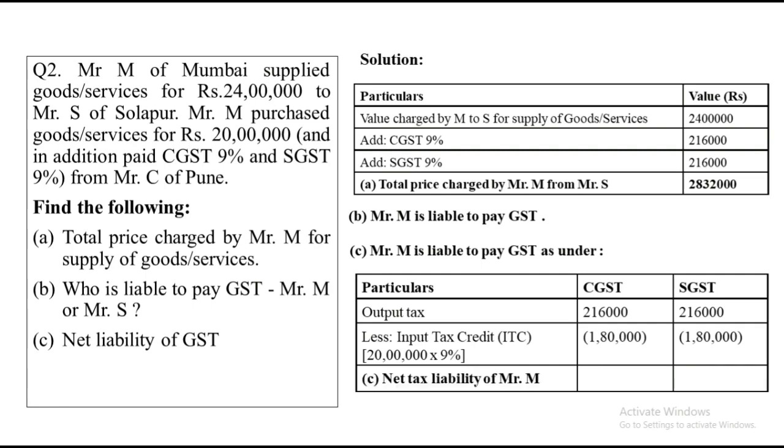So the net liability of Mr. M will become 36,000 each, so a total of 72,000, where 36,000 will go to CGST and 36,000 will go to the state, or the SGST.